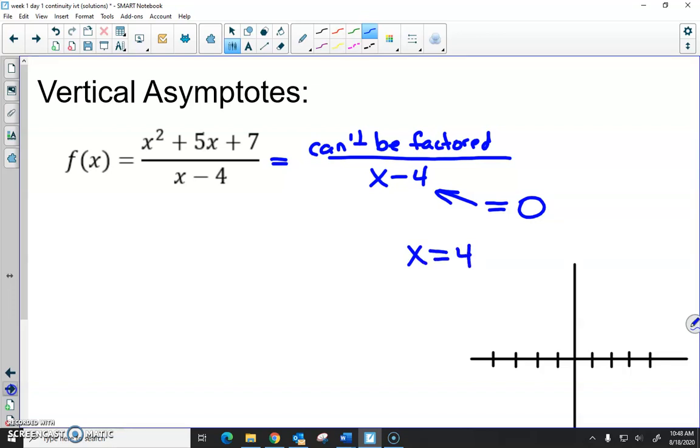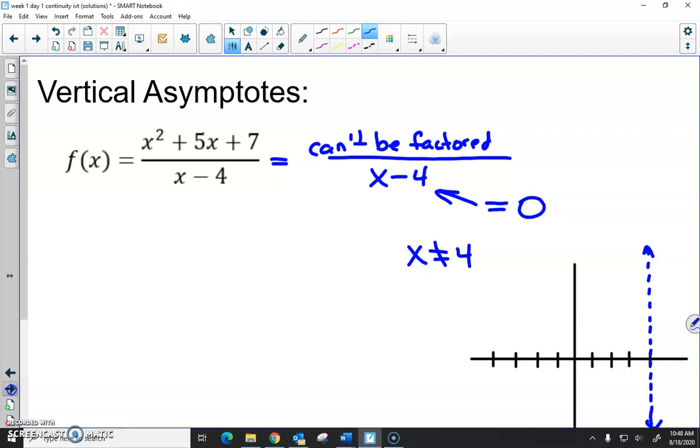And so I know that in terms of my continuous function, I can have any value in this function except for 4 that will give me an output. So my x value cannot equal 4, meaning I'm going to have a vertical asymptote here at 4.